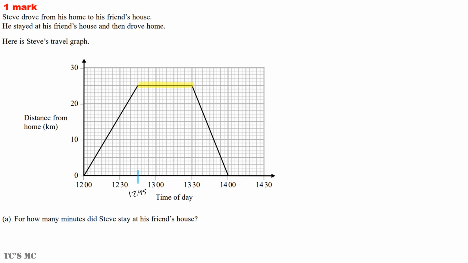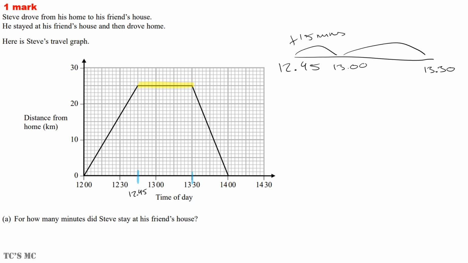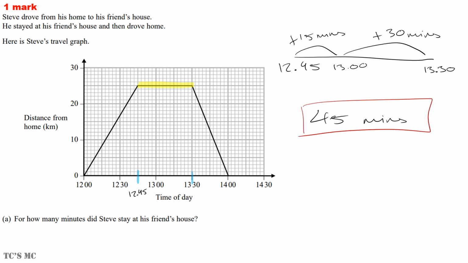12:45. He left his friend's house at this time, which is 1:30. So I'm going to use the number line method. I've got 12:45 to 1:30. To go from 12:45 to 1 o'clock, I need to add on 15 minutes. To go from 1 o'clock to 1:30, I need to add on 30 minutes. So altogether, he spent 45 minutes at his friend's house. It is a 1 mark question, and you can just say 45 minutes.